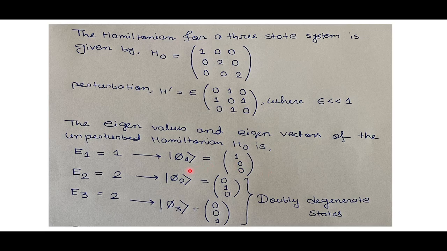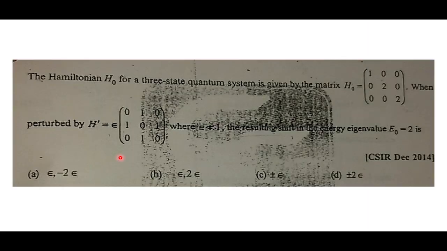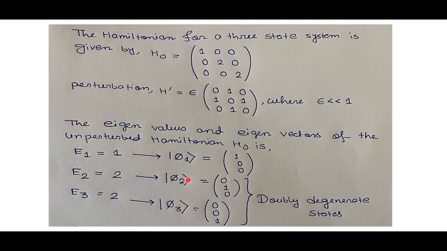Yeah, but here you don't have to deal with this phi 1 because it has eigenvalue E1 equals 1. In the question it is already asked to find the shift in the eigenvalue E naught equals 2. So first see which states have the eigenvalue 2. Only two states, there are doubly degenerate states having the eigenvalue 2, right? So you don't have to consider this state now. That will simplify your life. You can just deal with these two states, so you can consider the 2 cross 2 matrix. You don't have to consider the first state because it has eigenvalue 1. That is not asked in the question.